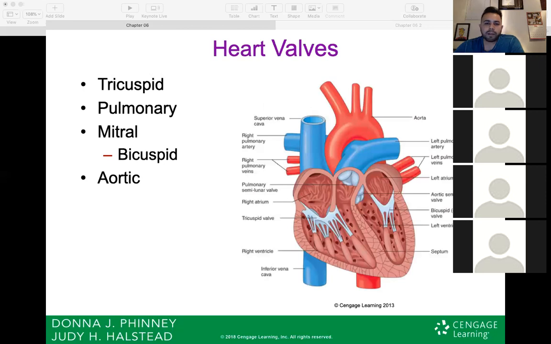Heart valves. With heart valves, we have tricuspid valves. These are the valves that control the blood flow that divides the upper and lower parts of the heart. The pulmonary valves supply blood into and out of the chambers that supply blood to the lungs. The mitral valves are also known as bicuspid valves. And then we have aortic valves. In this diagram, it gives you an idea of where all of these valves are, and they all have their own separate functions.